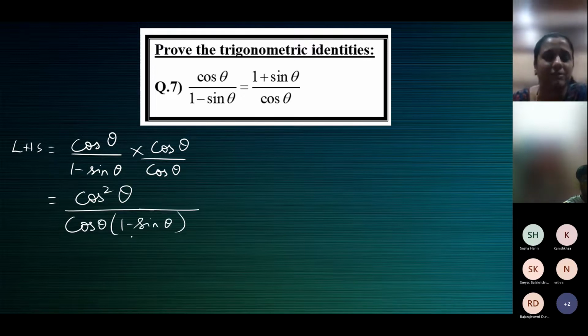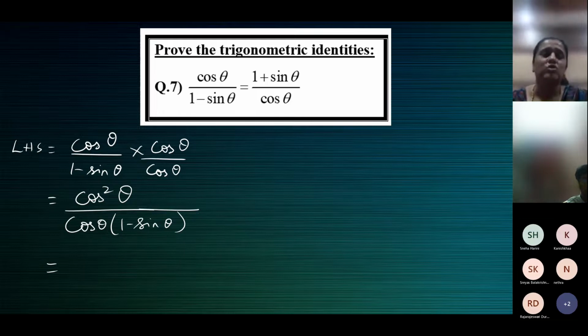Now don't actually multiply. Don't do cos theta into 1 is cos theta minus cos theta into sin theta is cos theta sin theta. Don't do that. Like this, you multiply the numerators. Cos theta into cos theta is cos square theta, and multiply the denominators. Write it like this. Now what you have to do is look at the RHS also at the same time. You need to get 1 plus sin theta by cos theta. Look at the RHS. See what you have to get. You have to get 1 plus sin theta. The numerator is 1 plus sin theta, but here the numerator is cos square theta.